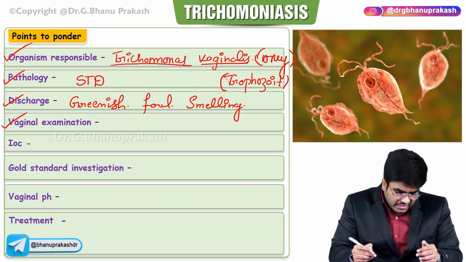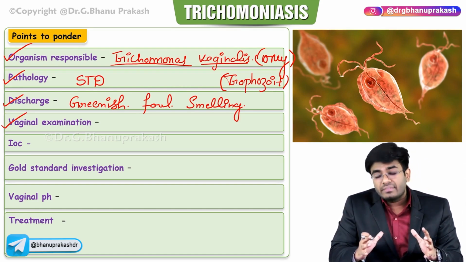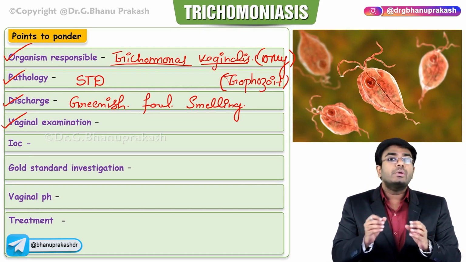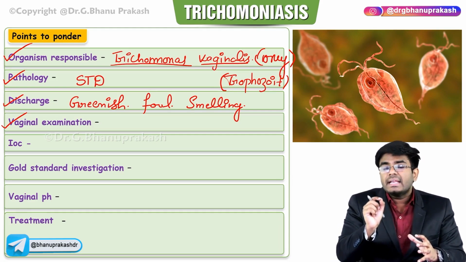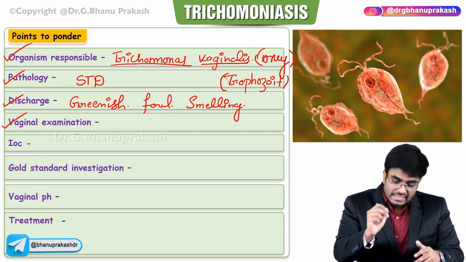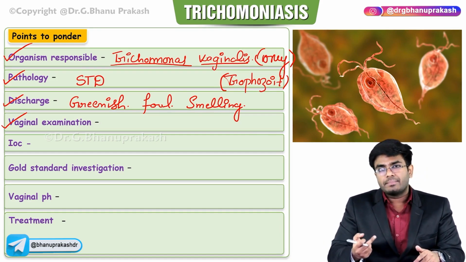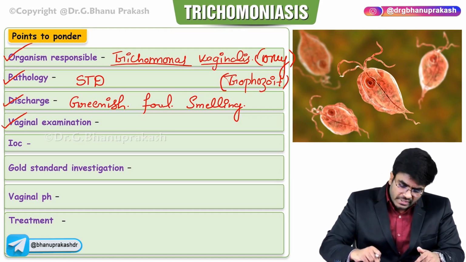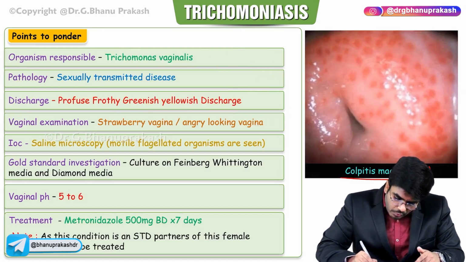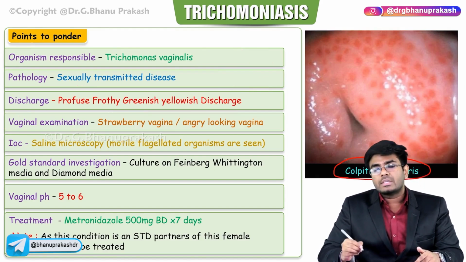Now the vaginal examination. If you have done the vaginal examination in this female, you can see a characteristic feature, some small petechial appearance over the cervix. That's called angry vagina or angry looking vagina, or that can also be called, please concentrate here, colpitis macularis.